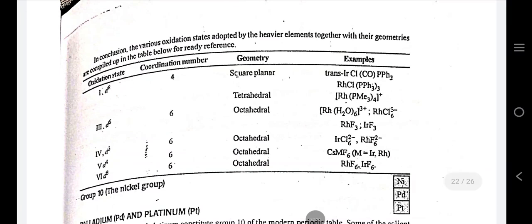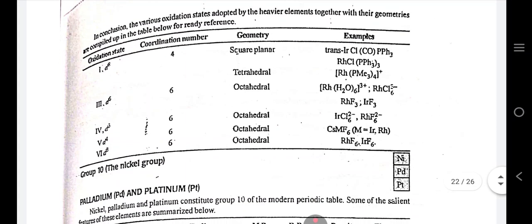In conclusion, the various oxidation states adopted by the heavier elements together with their geometries are compiled in the table below for ready reference.